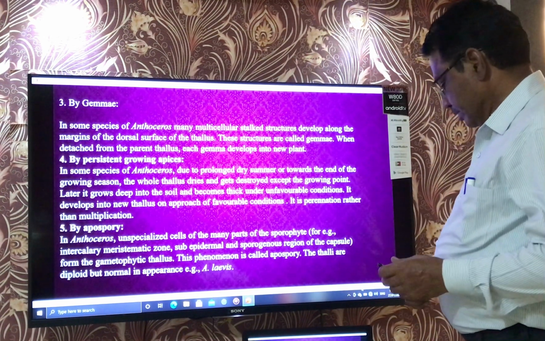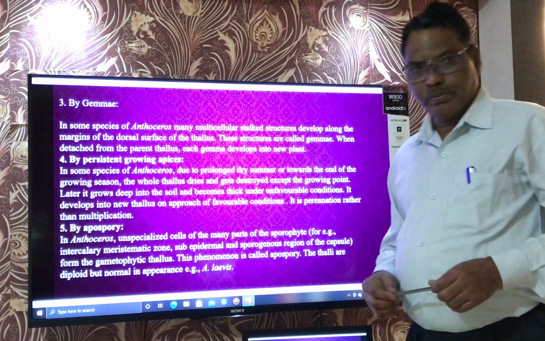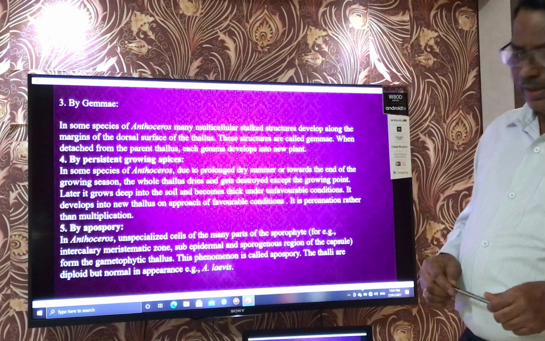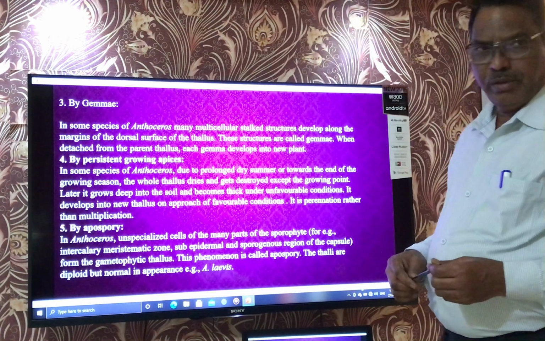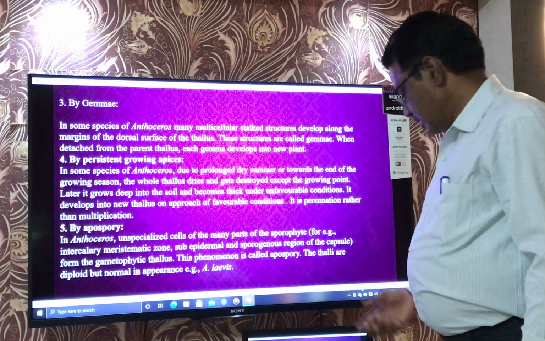We are going to study the sexual reproduction and structure of the sporophyte, that is the remaining part of the life cycle, in the next lecture.